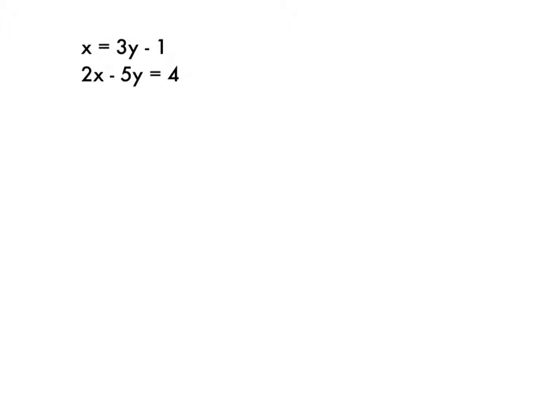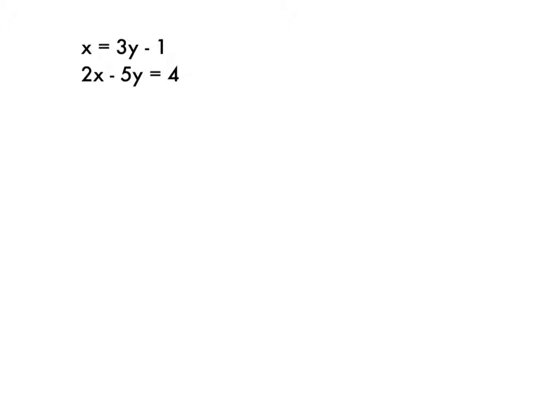Here we have an example solving a system of equations using substitution. Whenever we do this, we have to make sure we have a variable by itself. It does not matter which variable, and it does not matter which equation. What matters is whatever's easier. Lucky for us, if you look at this first equation right here, we already have the x by itself. X equals 3y minus 1.